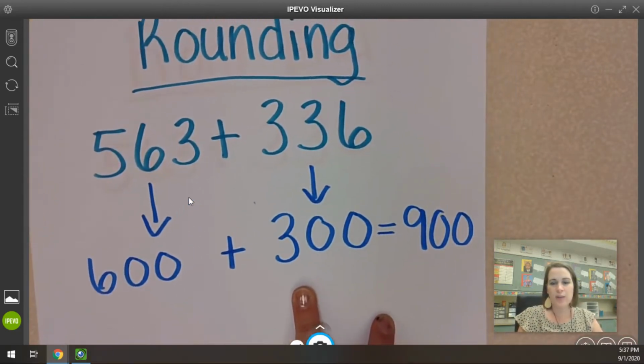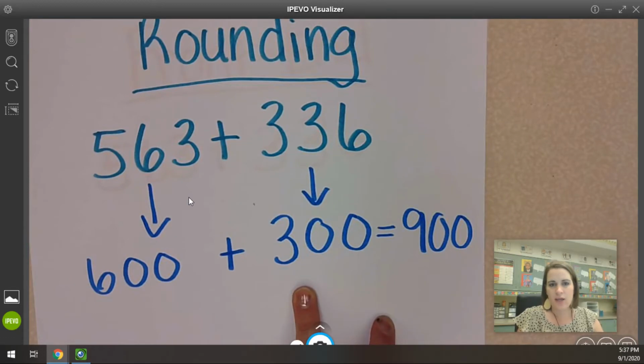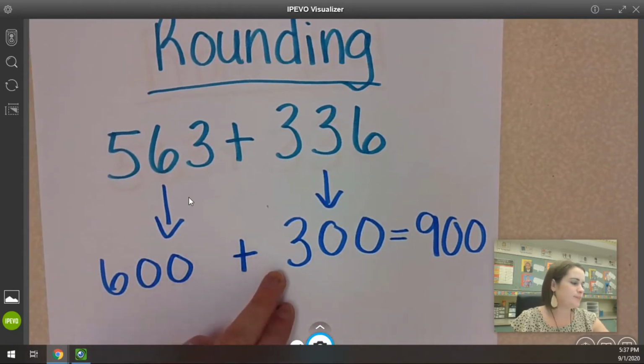So this is one that you probably will use most often. And this is one that you would use if you were seeing if you had enough of something. It's going to get you closer to your exact number.